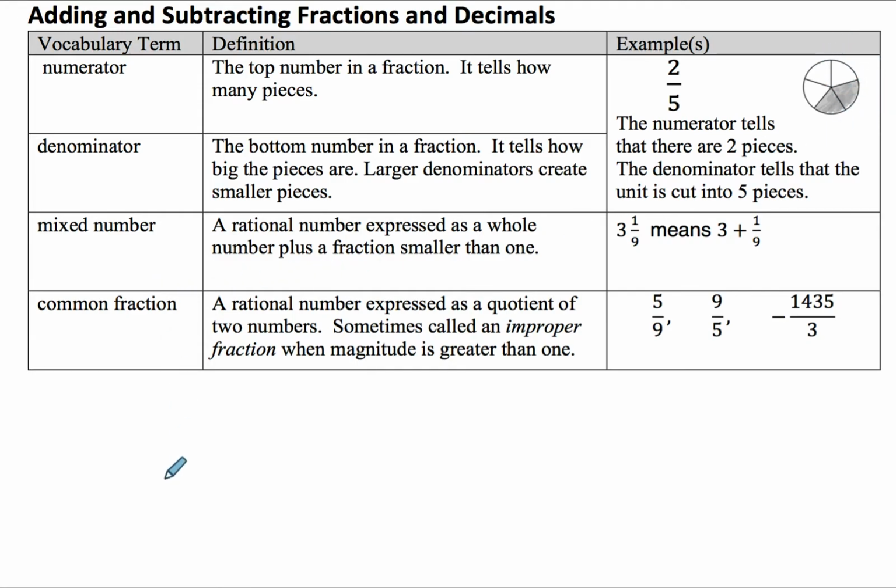Mixed number. A rational number expressed as a whole number plus a fraction smaller than 1. For example, 3 and 1/9 means 3 plus 1/9. That's what mixed numbers mean.